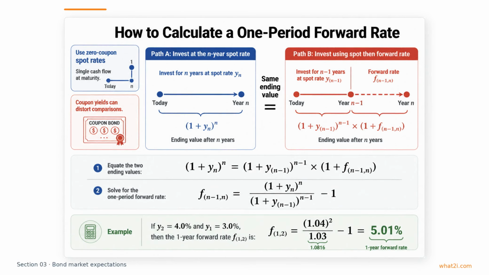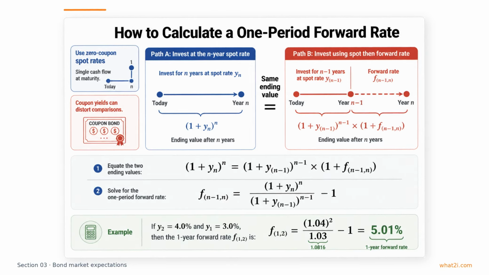To calculate a one-period forward rate, analysts usually start with zero coupon spot rates, because coupon bonds can muddy the comparison. The idea is to equate two investment paths that end with the same value. One path is investing for the full longer maturity at the longer spot rate. The other is investing for the shorter period at the shorter spot rate and then rolling into the forward period at an unknown forward rate. With annual compounding, that gives the formula where the longer spot return equals the shorter spot return times 1 plus the forward rate. Rearranging that equation solves for the implied forward rate.